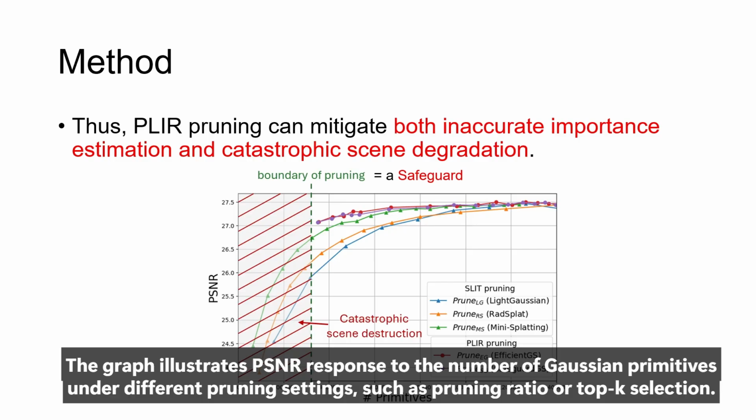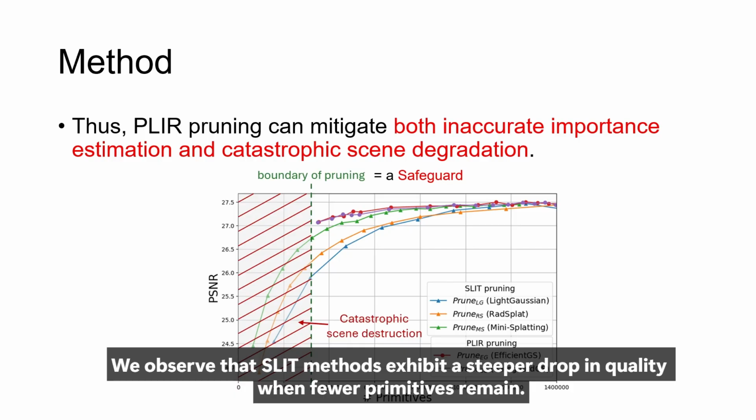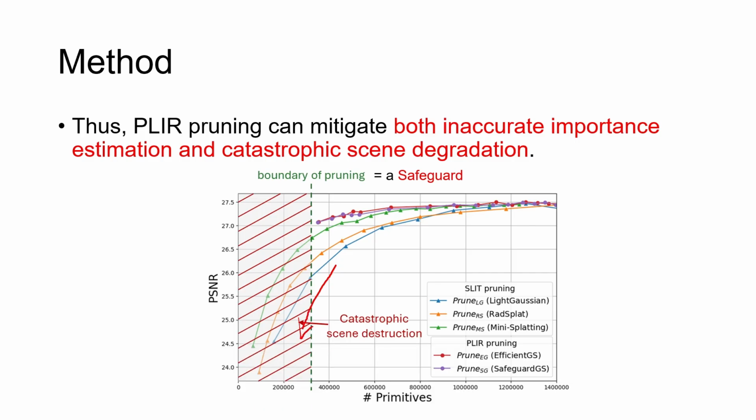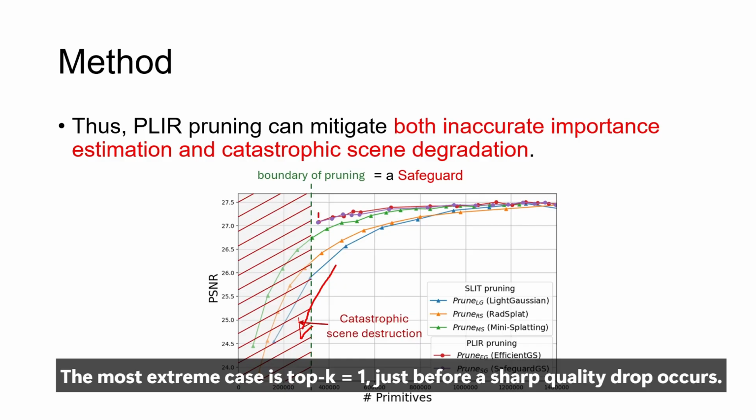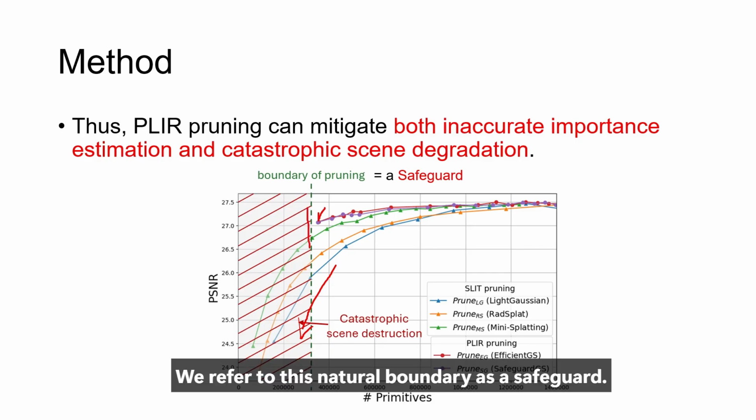This graph illustrates PSNR response to the number of Gaussian primitives under different pruning settings, such as pruning ratio or top K selection. We observe that SLIT methods exhibit a steeper drop in quality when fewer primitives remain. Interestingly, BLUR pruning inherently prevents overly aggressive pruning. The most extreme case is top K equal 1, just before a sharp quality drop occurs. We refer to this natural boundary as a safeguard.